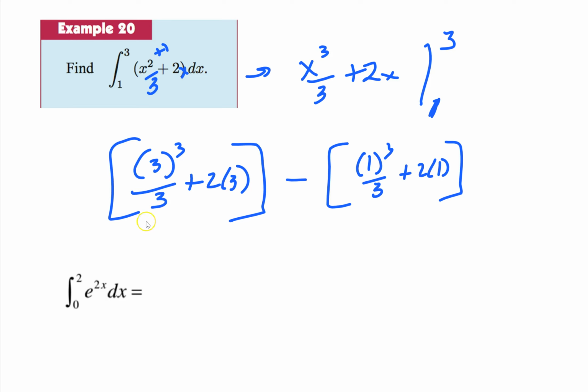So over here is 27 over 3 plus 6. Over here is 1/3 plus 2. And then whatever that is minus whatever that is, because I don't want to do that, is your answer. Yay. But it's the same concept. Integrate like normal, plug in your limits.